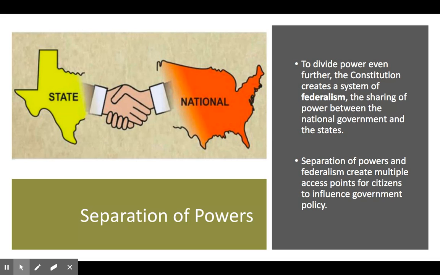Now, separation of powers goes even further in the Constitution in that it creates a system of federalism. And federalism is the sharing of power between national government and state government. So national government has its own set of powers, state governments are given their set of powers. And separation of powers and federalism are going to create multiple access points for citizens to influence government. So they can influence both national government and state government.